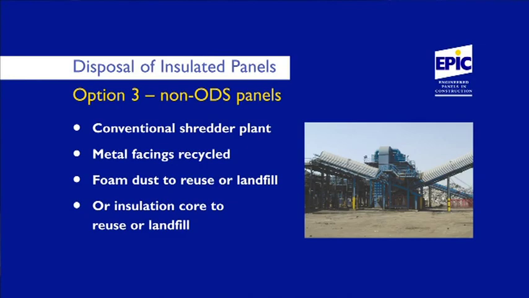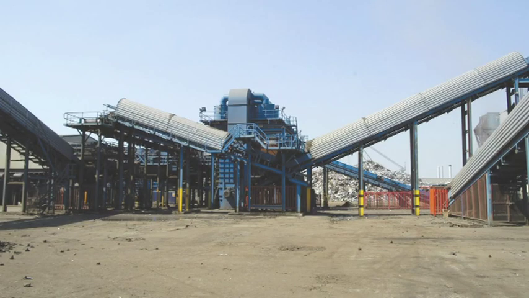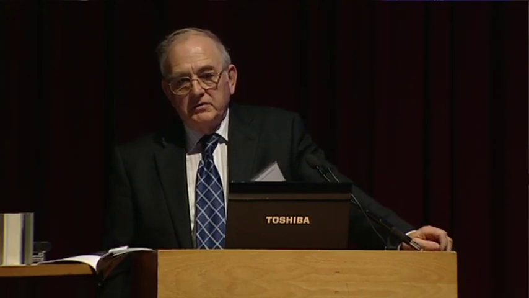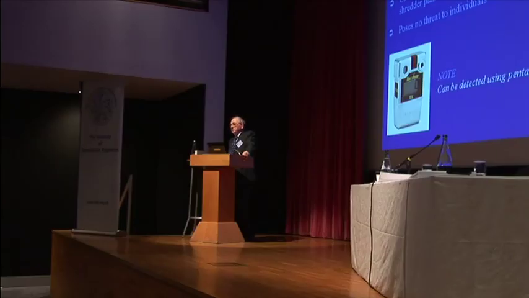Option 3, conventional shredder. Goes in with standard metal waste. Easiest option. Can be used for the non-ODS panels. There may be options to take the facings off, but generally the whole panel just goes in. One of the myths that's floating around the industry at the moment is that pentane is nasty and that a panel with pentane cannot be processed in a conventional shredder. The amount of pentane is actually very small in panels, and there is no substance to that comment that it's dangerous either to the plant or to the operators.